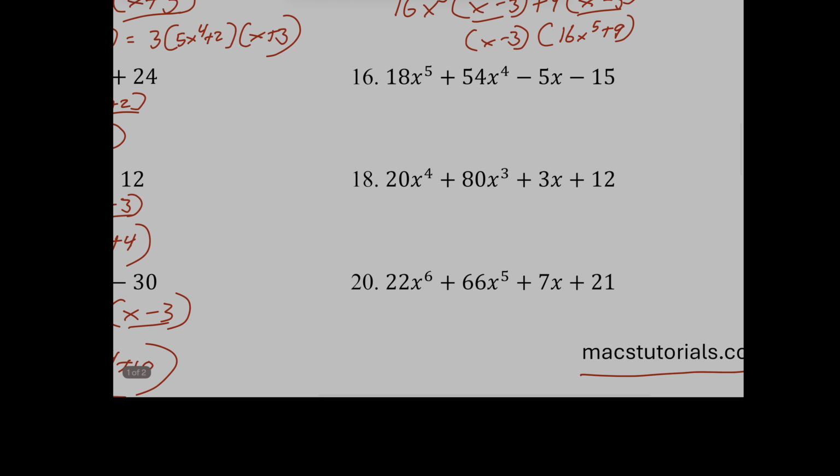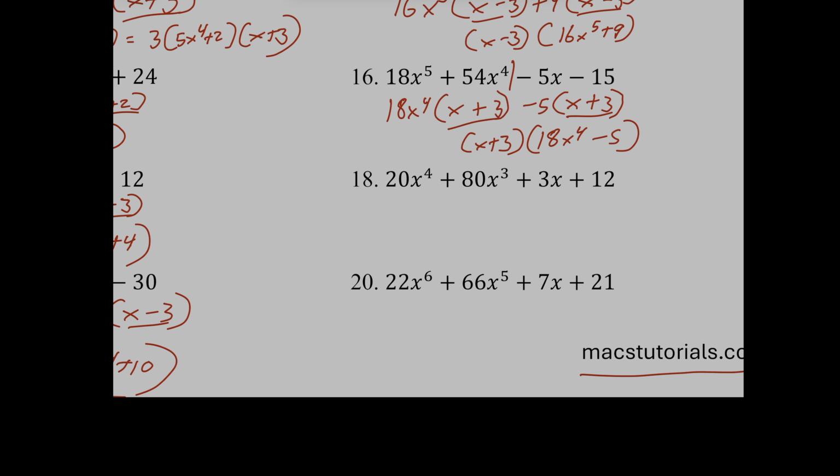All right, 3 more. So here I'm going to pull out an 18x to the fourth, because I know 18 will go in the 54. Okay, and that's just from practice. That's just from doing these a lot. But here's the part I really want you to see. I'm going to pull out a negative 5, which means I'm going to be left with a positive x and a positive 3, because when you divide negatives, you're going to get a positive. Look, they're the same. So I'm going to pull out an x plus 3, and what's left over? 18x to the fourth minus 5. 2 more.